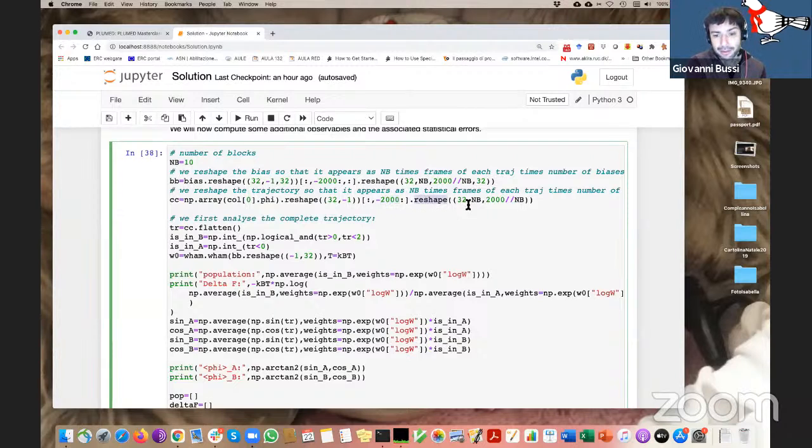Then I reshape it so that I will have 32 trajectories, n blocks, and then 2000 divided by n blocks. This could have been -1 equally. I could have used -1 here. It should have worked equally well. I will not execute it again because it takes time.